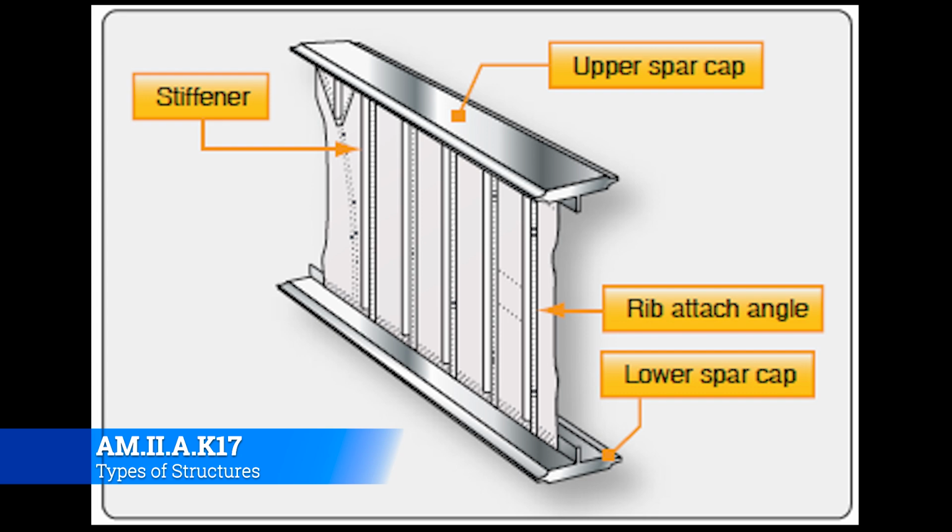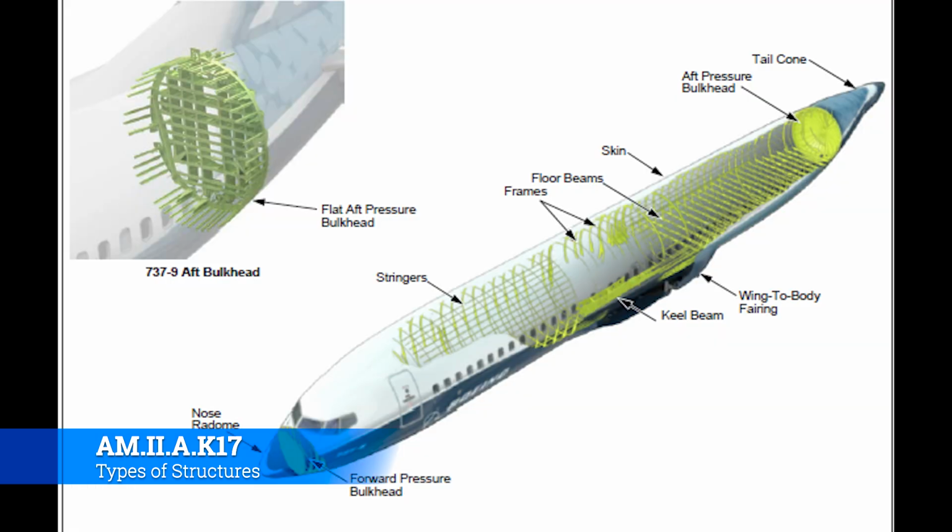Every once in a while you'll have a random AD, like on my Cherokee we have to do an eddy current inspection on the spar. That's something that comes up, but for the most part the spars are kind of out of sight, out of mind. Okay, we won't spend a whole lot of time on this, but I do want to show you what the structure of a 737 looks like.